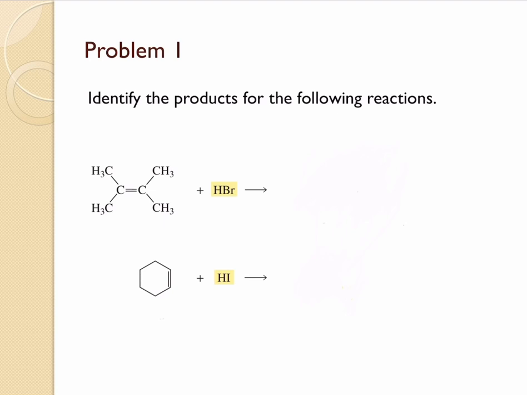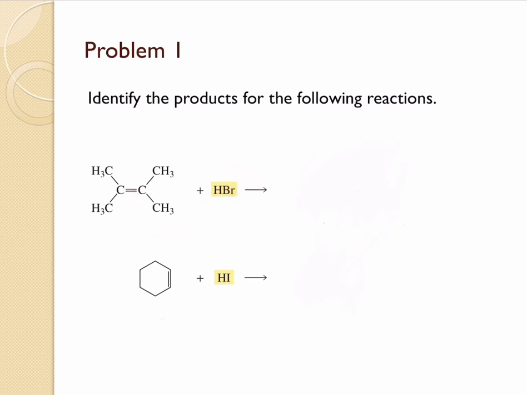Identify the products for the following reactions. Here is an alkene that is being reacted with HBr. So this reaction is basically a hydrohalogenation reaction, which is an electrophilic addition reaction. What are the two steps involved in the electrophilic addition reaction? The electrons from the double bond are going to make a nucleophilic attack on this hydrogen, and the Br is going to leave. Right? This is going to create a carbocation.